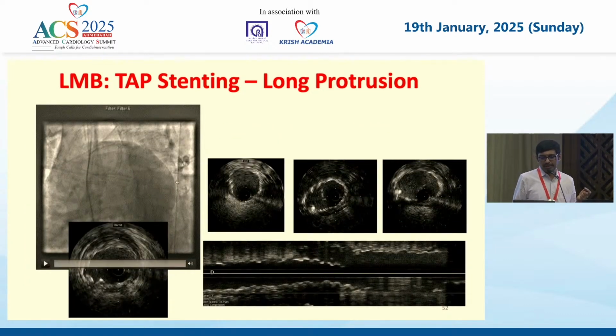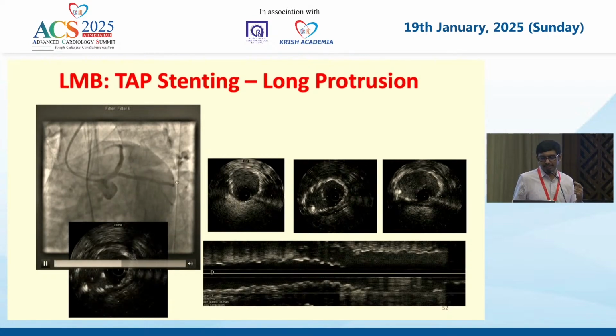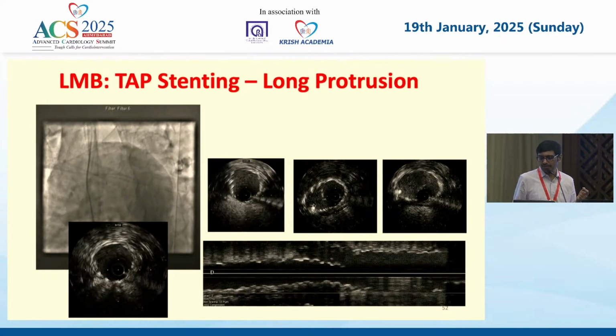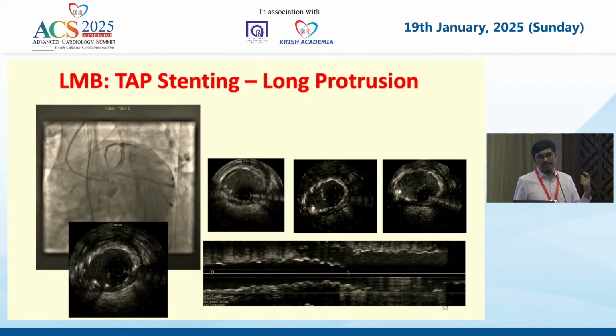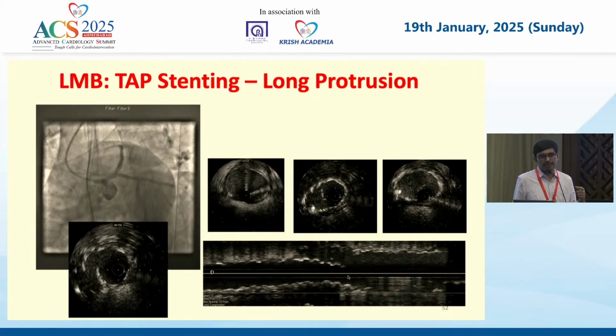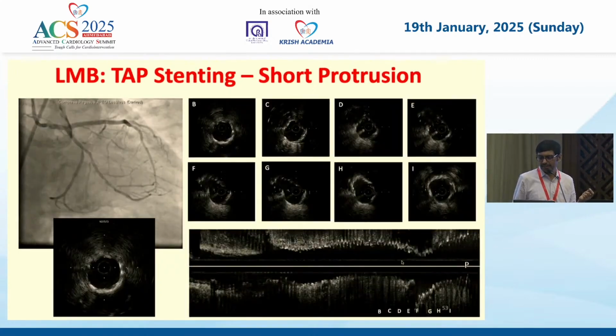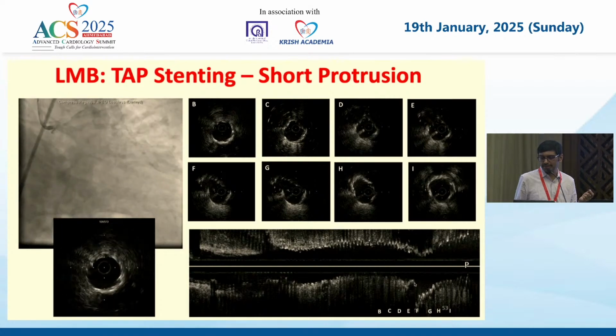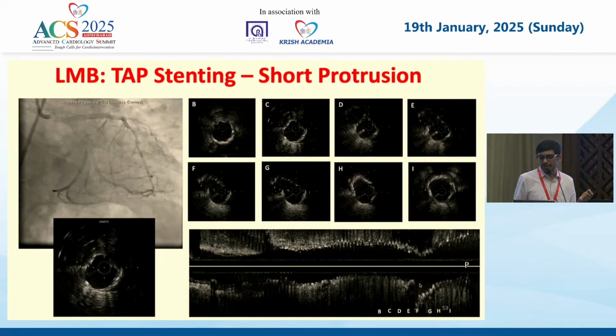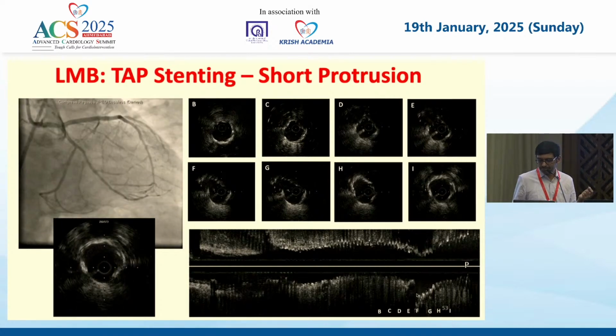And this is a patient who had a TAP stenting. And you see that amount of protrusion into the left main. Ideally it should be less than 3 millimeters. So this is a large protrusion into the left main. And this is again TAP stenting. You see that very small protrusion and optimal TAP stenting.